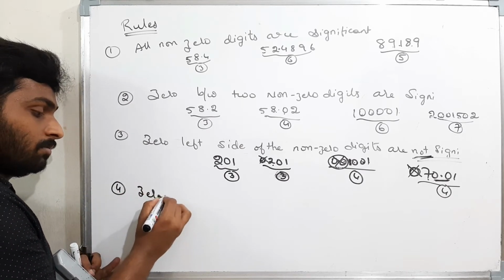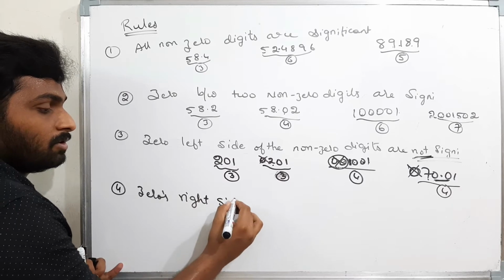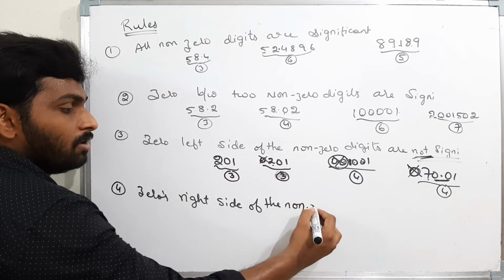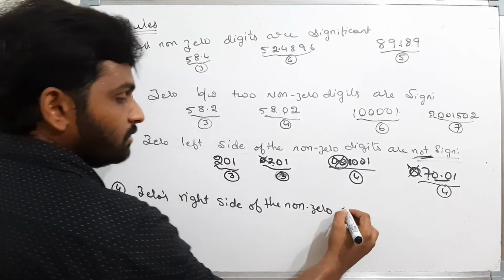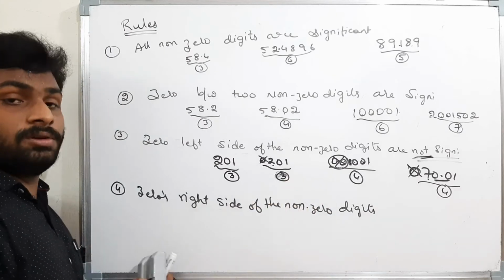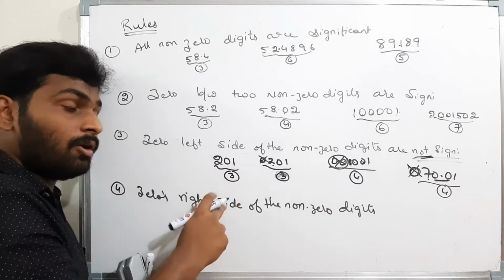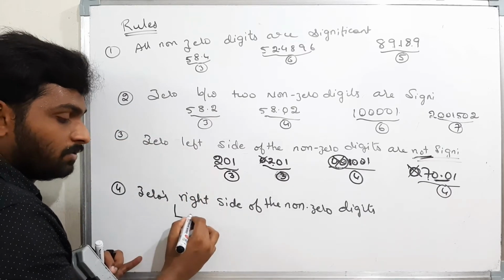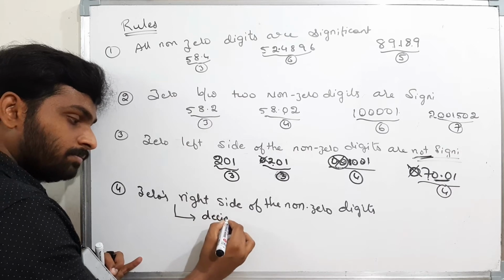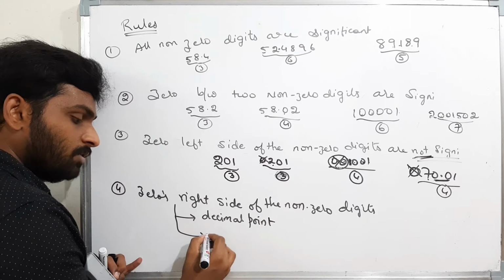Zeros on the right side of the non-zero digits. If the zeros are on the right side of non-zero digits, here we have seen the left side, but now I am talking about the right side. Now here I have to follow 2 steps. First one is, if the number is with a decimal point, or if the number is without a decimal point.